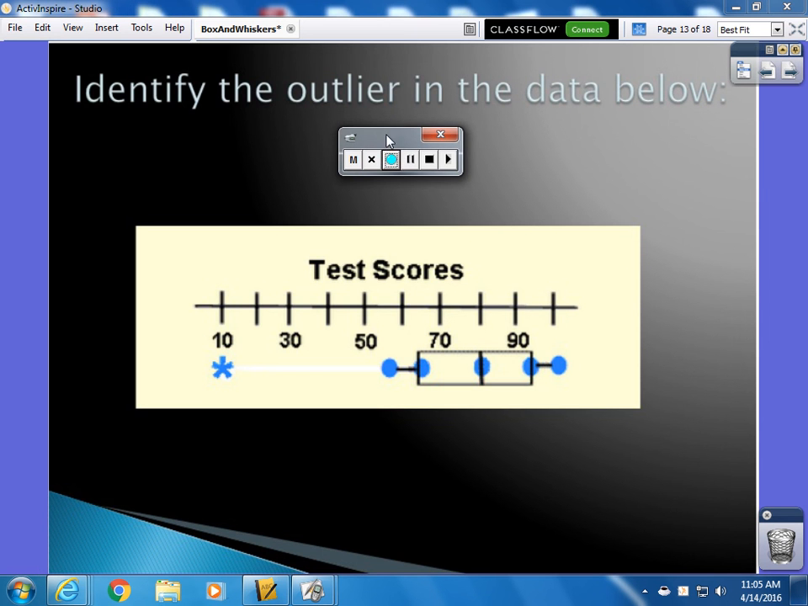Okay, so if I identify the outlier here, remember what's the definition of an outlier? It's 1.5 times the interquartile range. Here the interquartile range looks like it's about 94 to 63. And so you take that, you make it 1.5 times that, and this is below that. So that's an outlier.